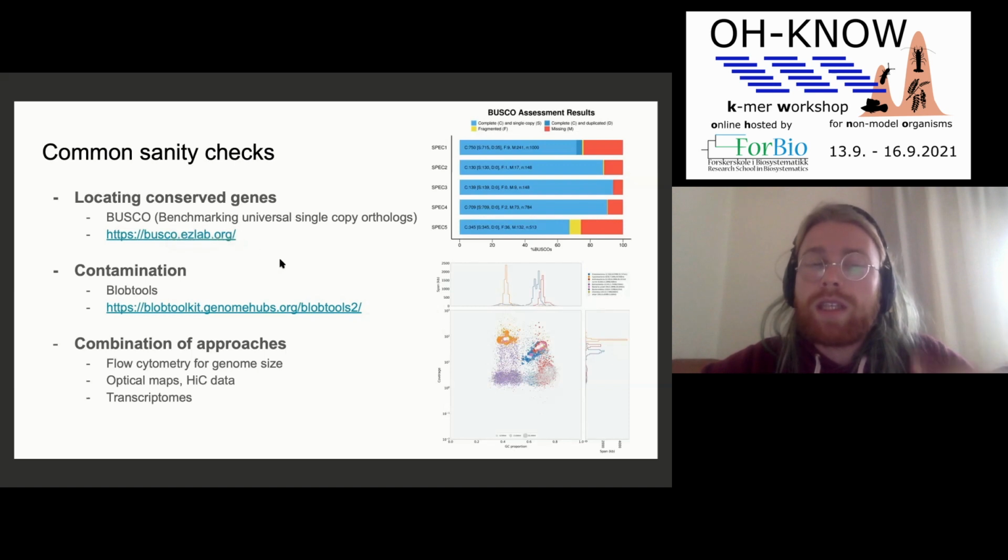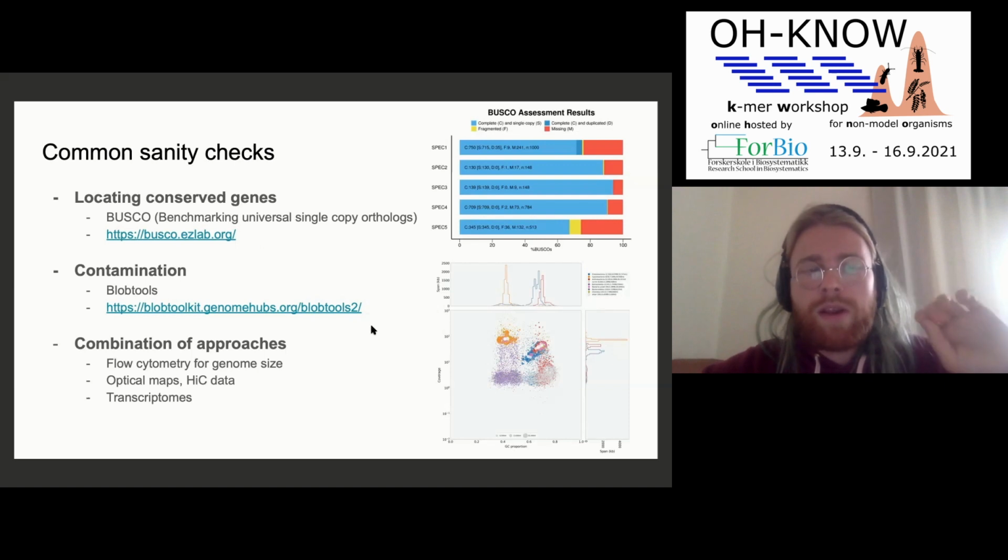But the problem with BUSCO is that it saturates really quickly. Even very fragmented assemblies can have very high BUSCO scores. So it does not have the power to discriminate between all the assemblies. And it's, again, just a metric. It's not quantifying how many errors of different types there are in the assemblies.